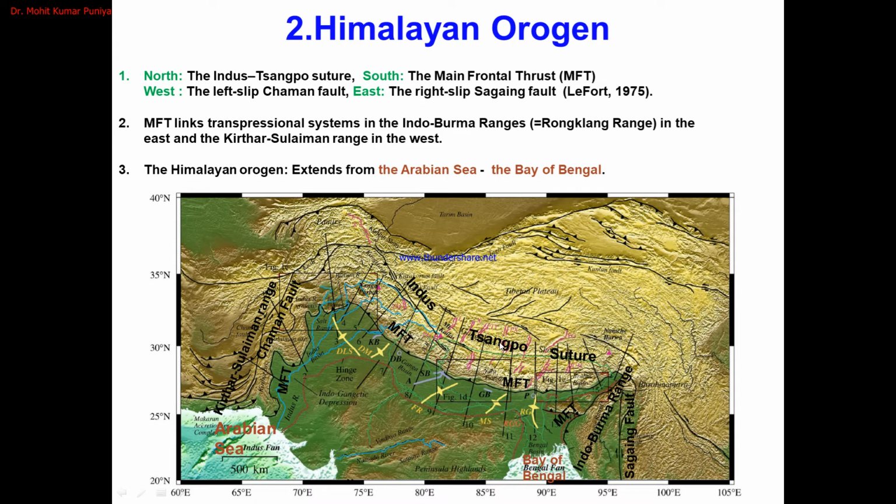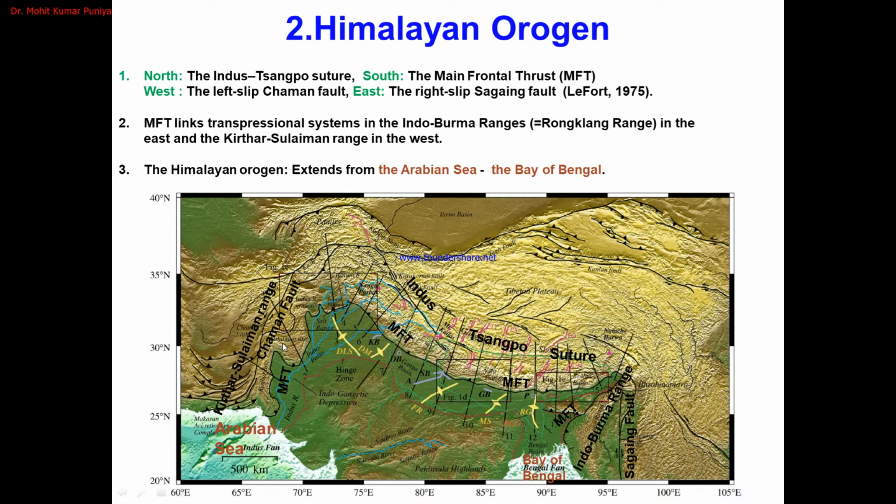Always remember, the Indus-Sankoo Suture Zone is a structure that separates the Eurasian plate from the Indian plate. Then the southern portion is divided by the Main Frontal Thrust, as I have already discussed. Main Frontal Thrust is also known as Himalayan Frontal Thrust and also known as Himalayan Frontal Fold. Okay, then the western portion is marked by the Chaman Fault.